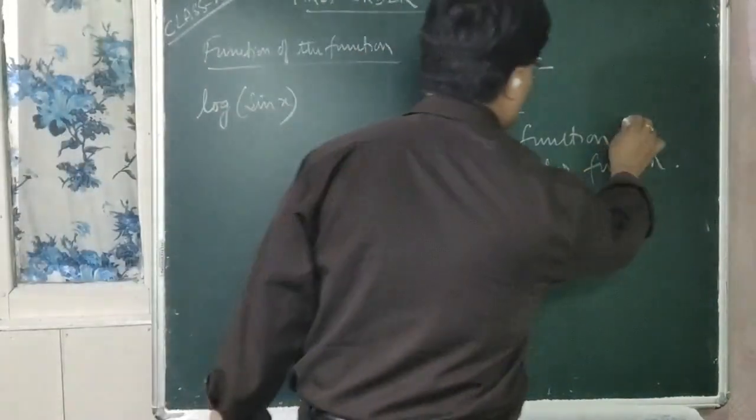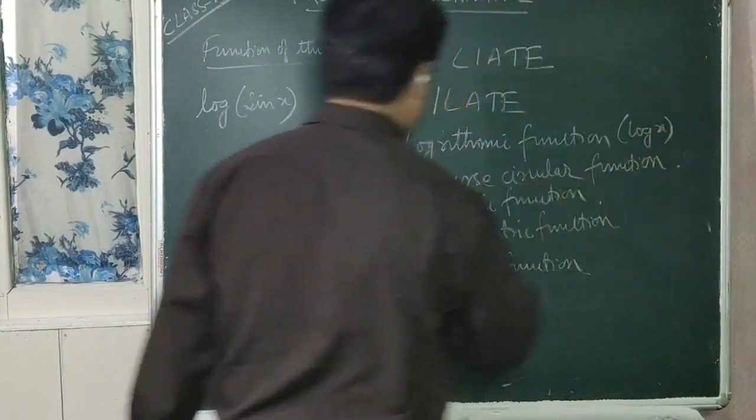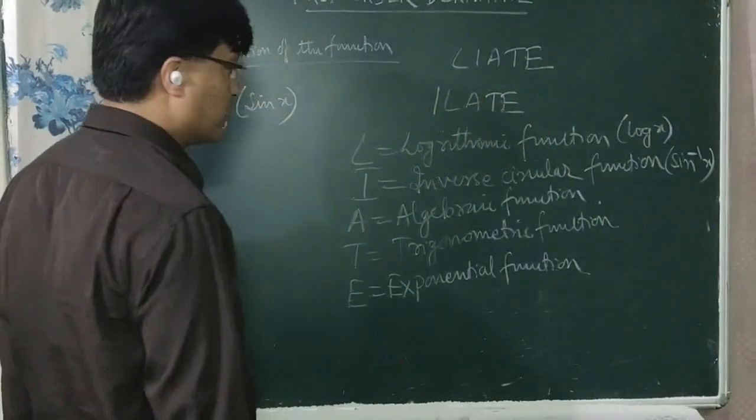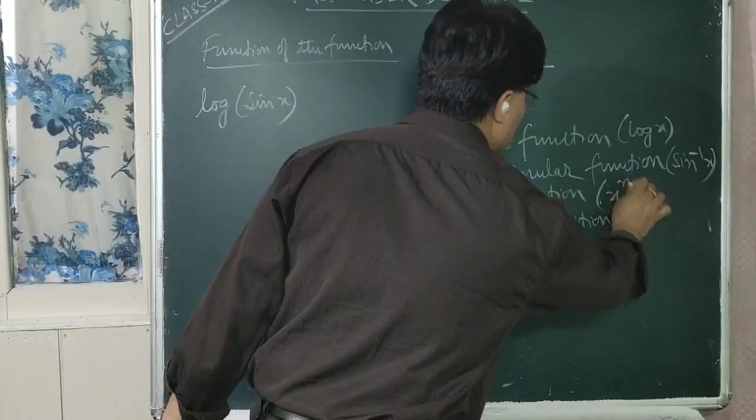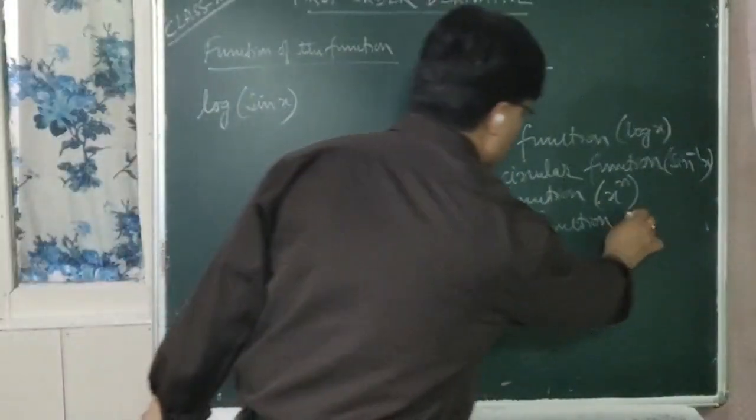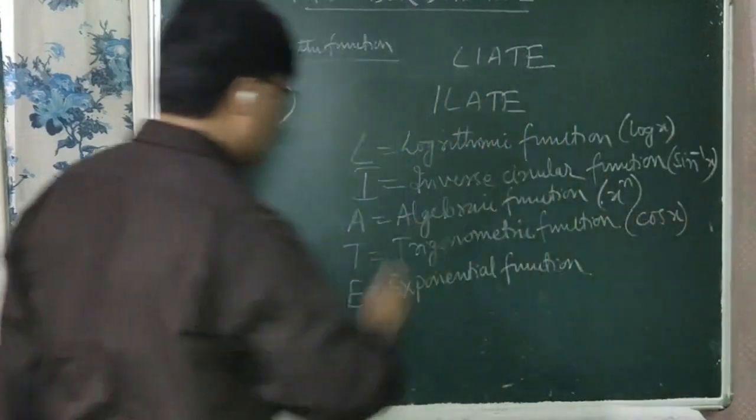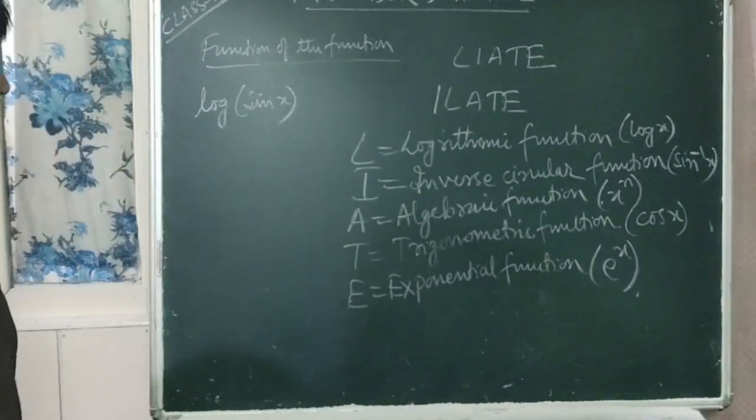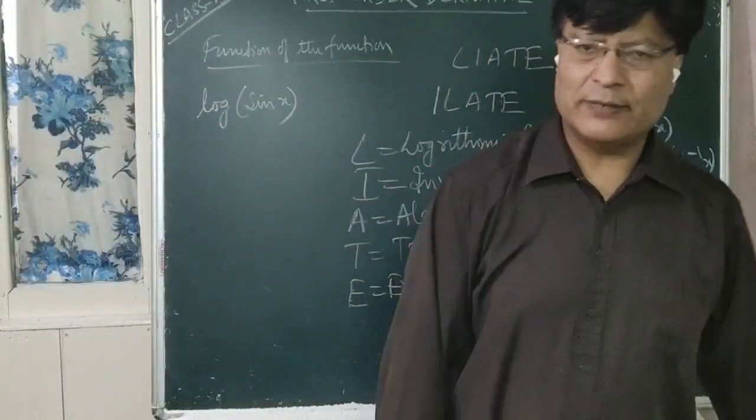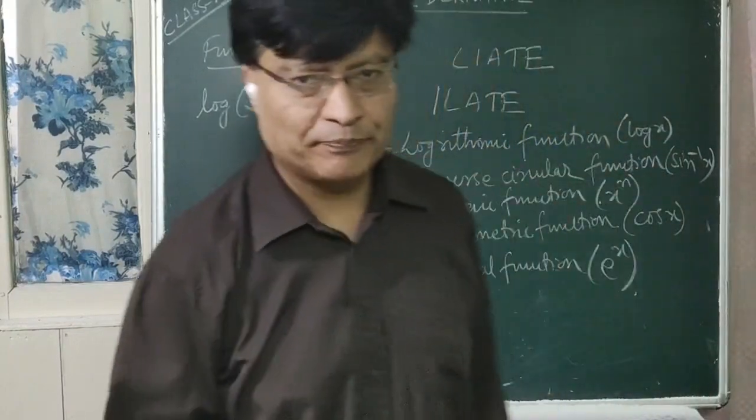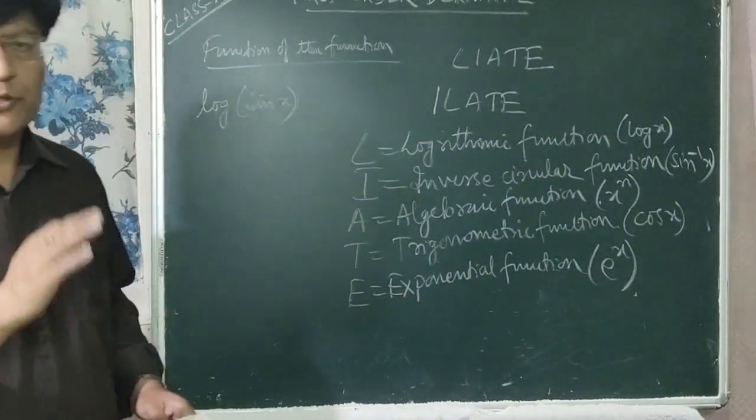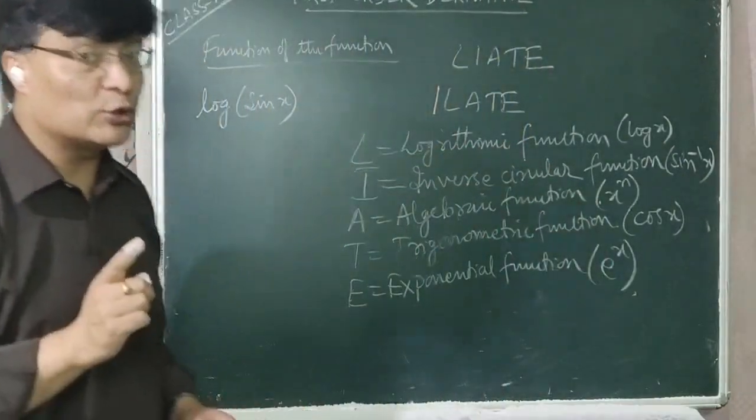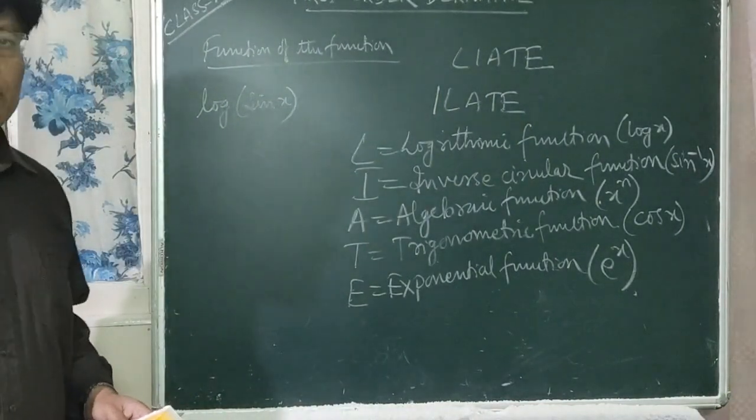You know that the logarithm function is written as log x. Inverse circular function is sine inverse x. Algebraic function may be x to the power n. Trigonometric function may be cos x, sin x, tan x. And exponential function is e to the power x. So in class 11, you did differentiation of the function only. In class 12, you will do differentiation of the function of the function. So before that, you should know the meaning of function of the function.